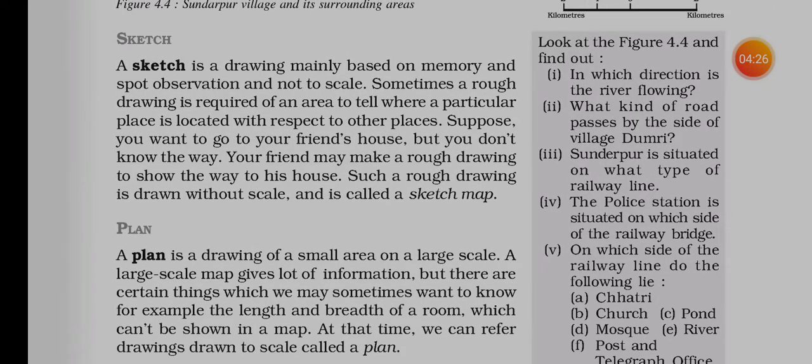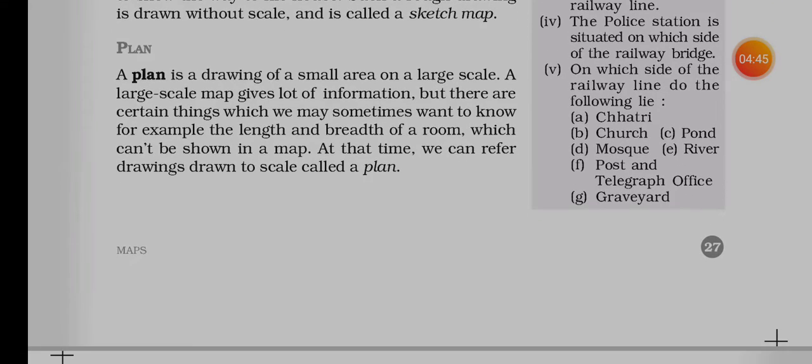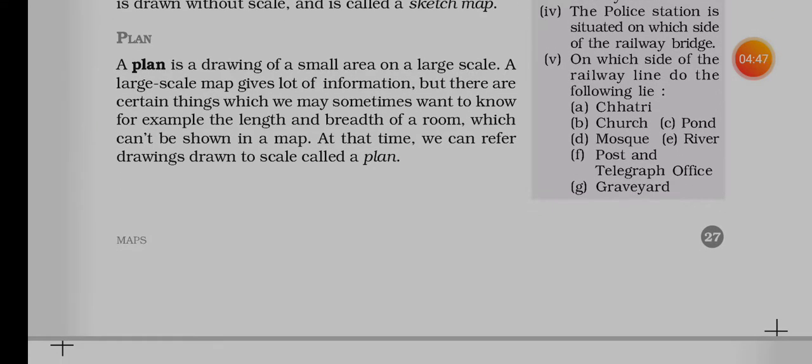The next important thing is sketch. A sketch is a drawing mainly based on memory, sight, observation, and not to scale. A rough drawing drawn without a scale is called a sketch map. And another important one is plan. A plan is a drawing of a small area on a large scale. A large scale map gives a lot of information.